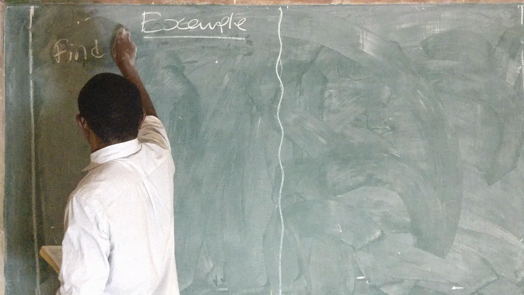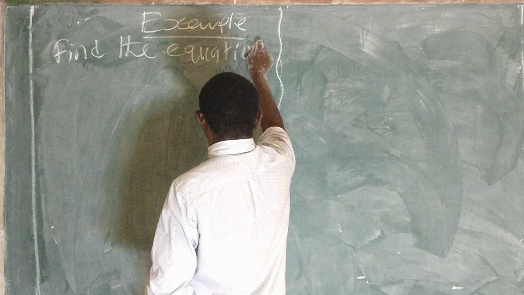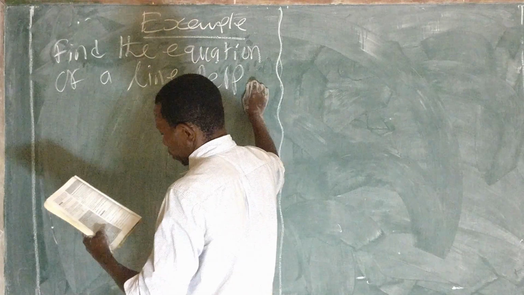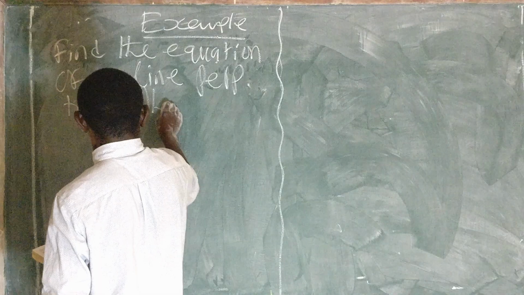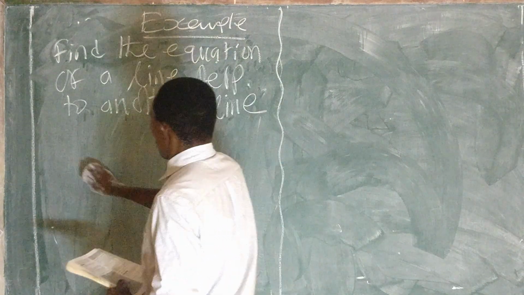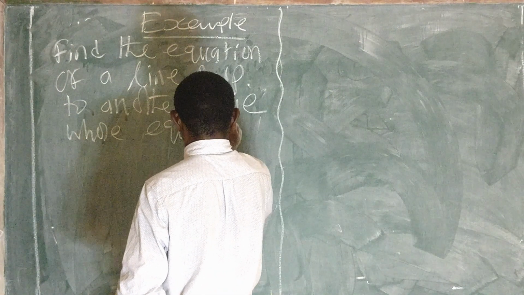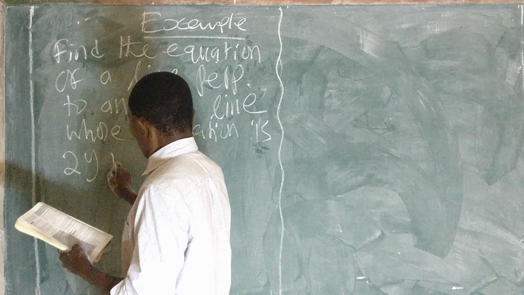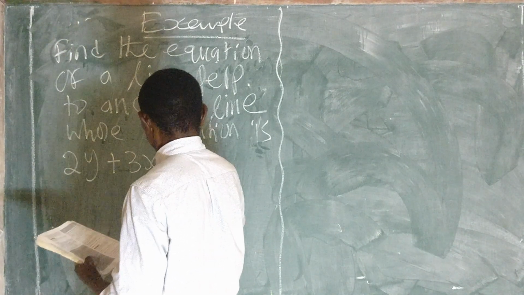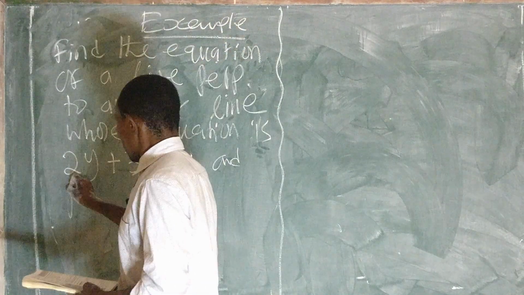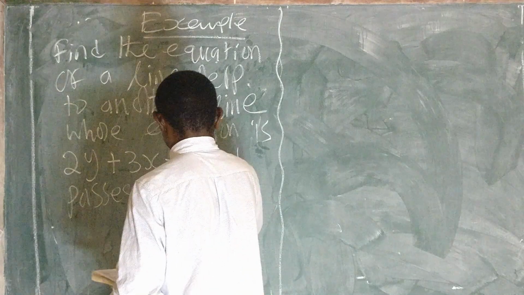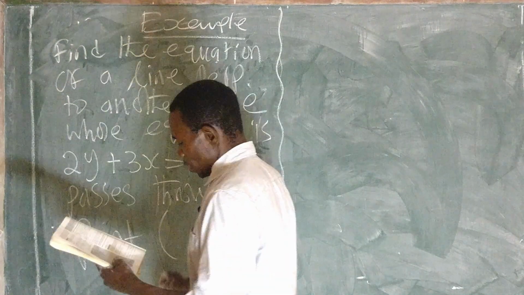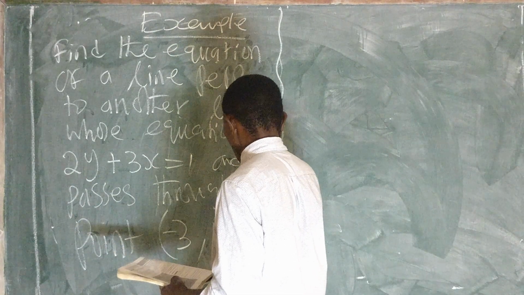can you find the equation? They say find the equation of a line that is perpendicular to another, that is a line whose equation is 2y plus 3x equal to 1 and passes through the point, which point is this? Point minus 3, comma 1.